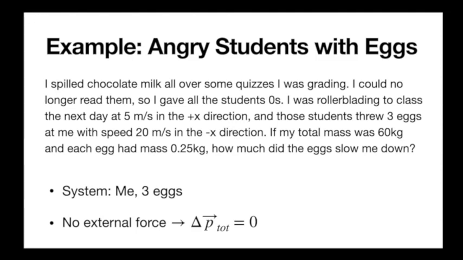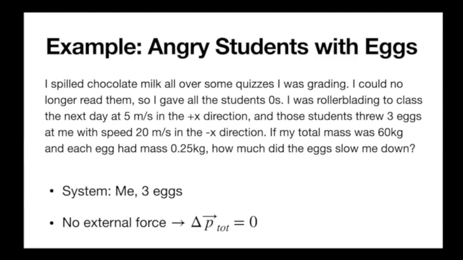So I'm moving 5 meters per second one way, the eggs are coming at me 20 meters per second in the other direction, and each one of those eggs has a mass of 25 kilograms. And my mass is 60 kilograms. So I am moving slower than the eggs, but I weigh a lot more. They're moving faster. They weigh less. So let's define our system.